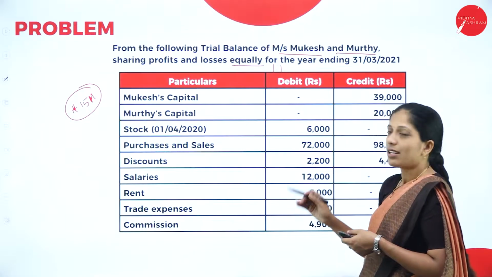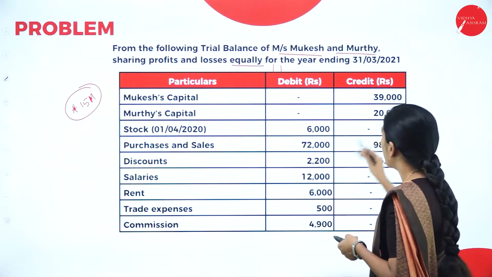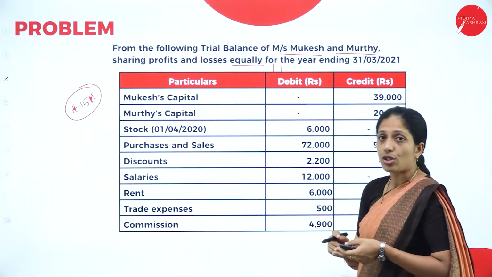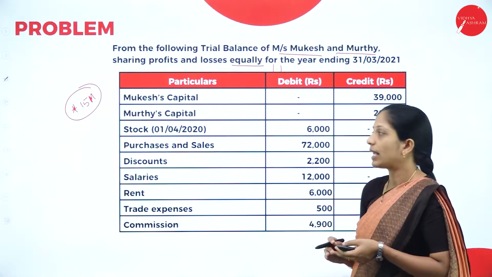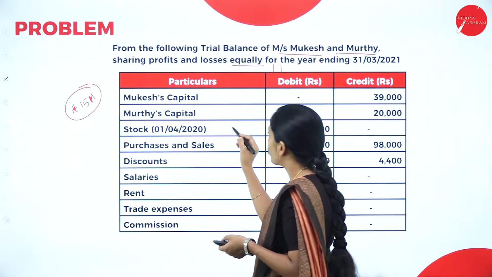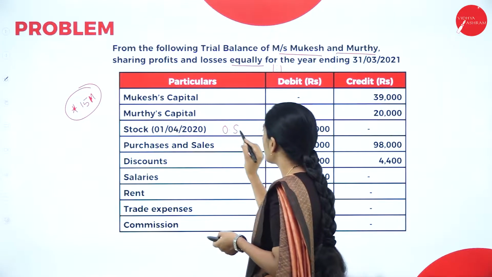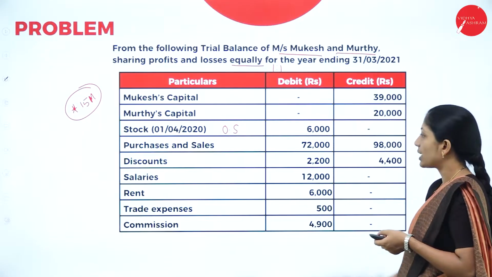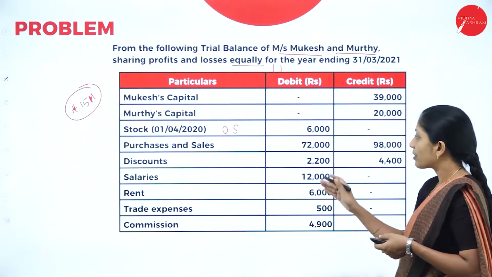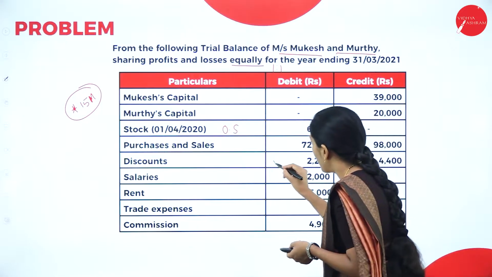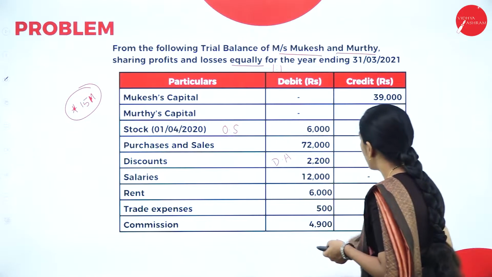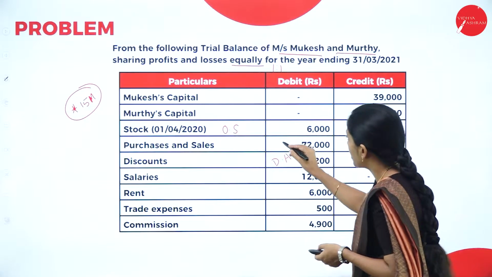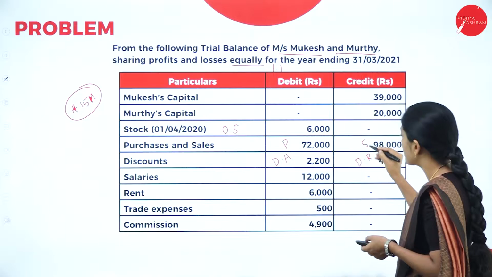Now they have given us the trial balance. So Mukesh capital 39,000, Murthy's capital 20,000. They have given stock, which means that opening stock they have given. So 1/4/2020 means this is opening stock 6,000, purchases and sales that is 72,000 and 98,000, discount they have given. So this is discount allowed and this is discount received. If you come here, this is purchases and this is sales amount.